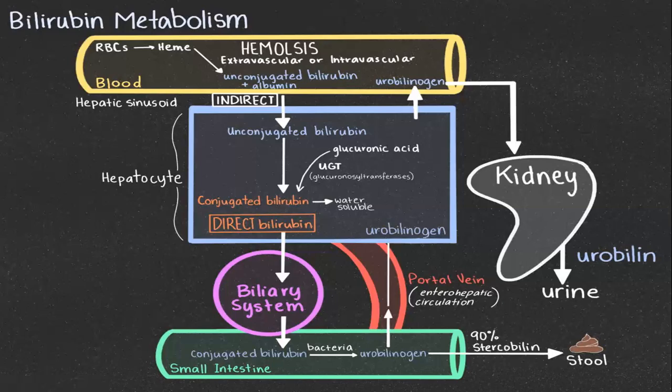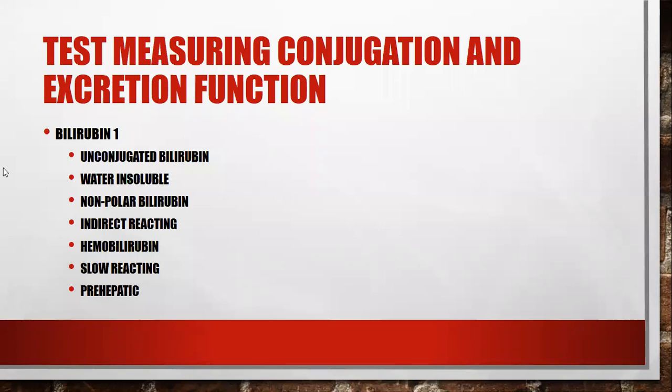Now, to differentiate the two major types of your bilirubin, we have bilirubin 1. This is also known as unconjugated bilirubin or B1, or indirect bilirubin. This is water insoluble. That's why in the circulation, it has to be bound to albumin for it to be transported into the liver for conjugation. It is non-polar bilirubin because it does not dissolve in water.